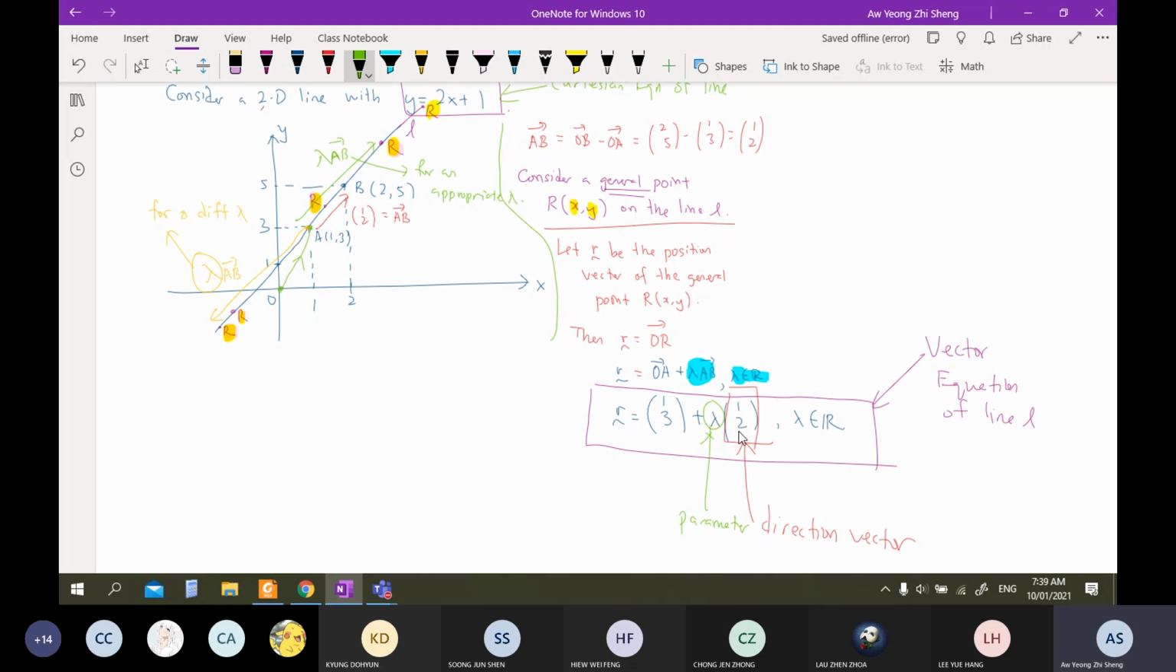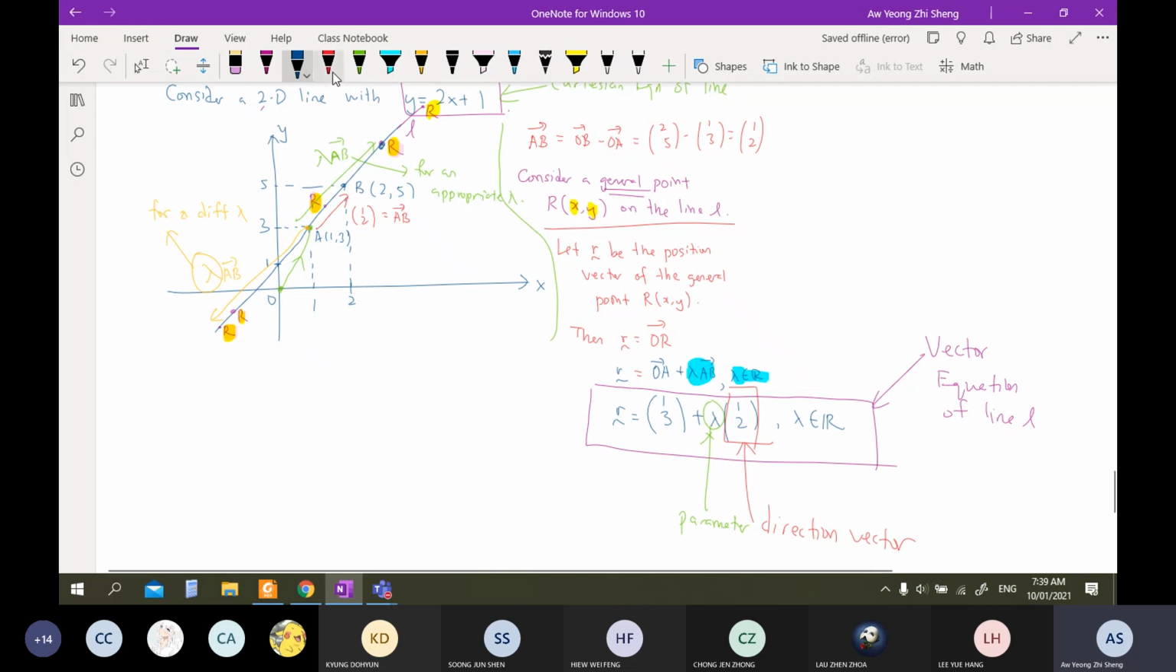The scalar or the unknown lambda that we allow it to take all real values, we call it a parameter. As you vary the parameter lambda, you are actually varying the position of R. For example, if you set lambda exactly equal to 1, then your vector equation will lead you to point B exactly. If you set lambda equal to 2, then it will lead you to a point that is further up. And as lambda becomes larger and larger, your vector equation will lead you to a point that is even further up. So a parameter is something that when you change its value, it will lead you to a different point on the line L.